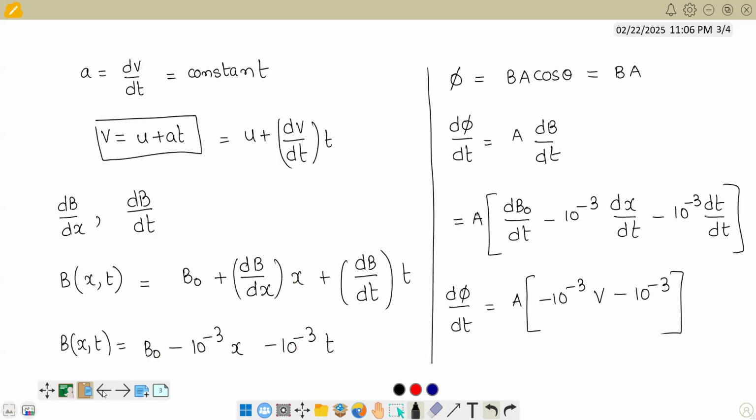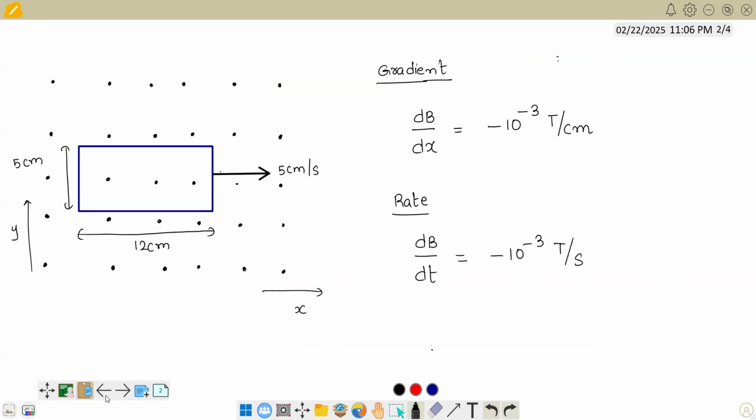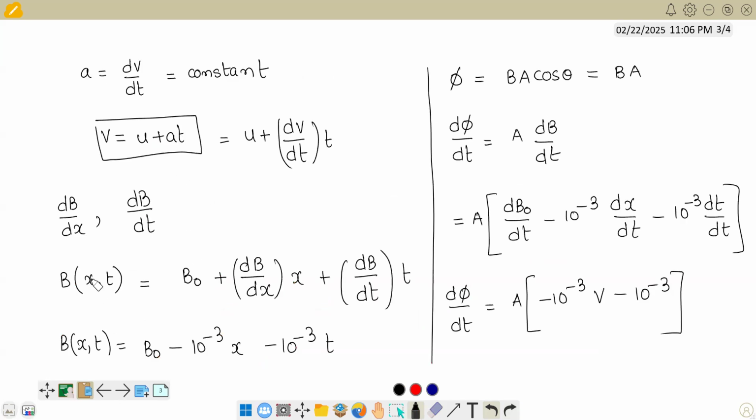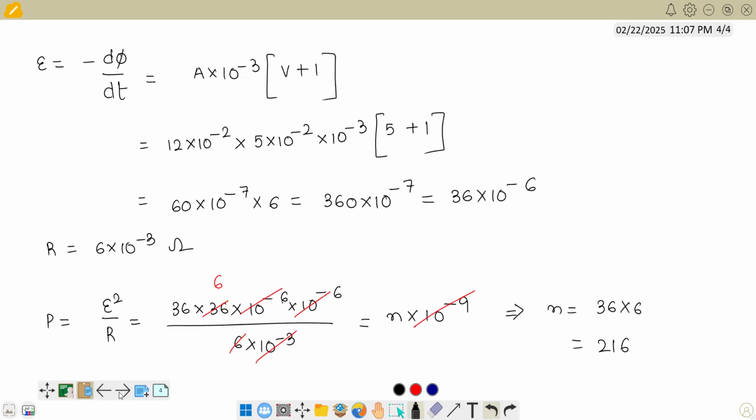Once again, I will repeat, remember, it is not necessary that a function is variable with only one quantity. This is a function which is varying with position and varying with time. So simply write an expression, rather than v equal to u plus at, we'll get v equal to u plus at plus some beta x or something like that. Then substitute everything and solve it like a regular problem, and we'll get the answer. Hope you understood how I have solved. Thank you.